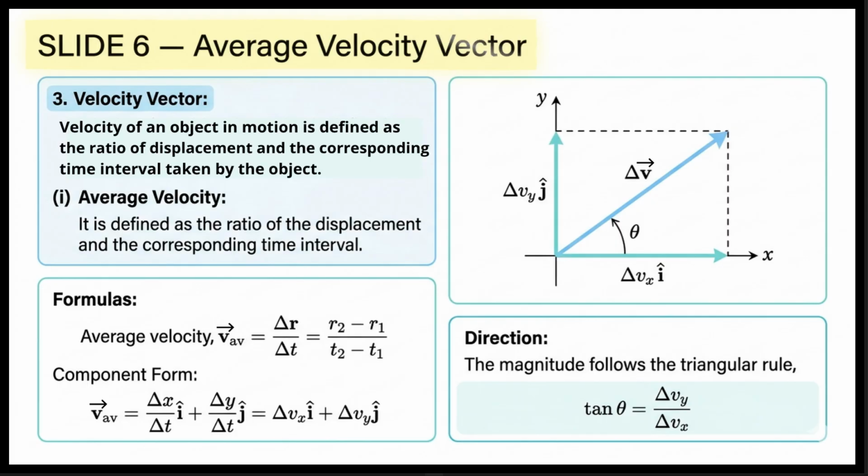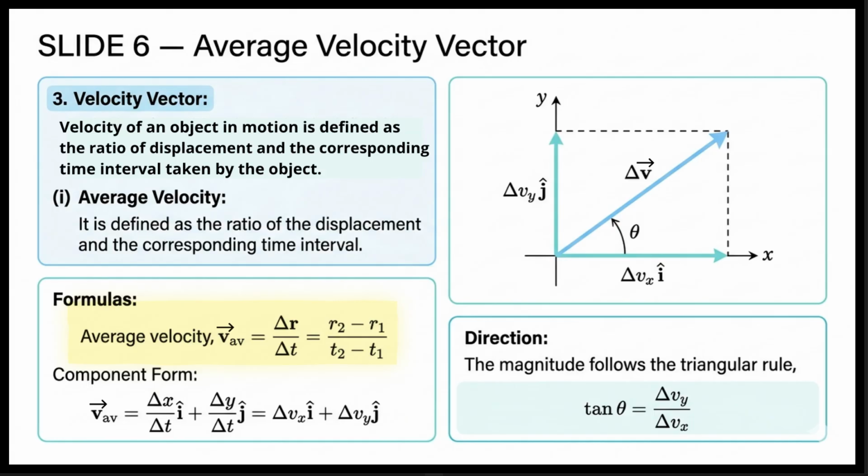Building on our look at displacement, we now define the average velocity vector. Generally, the velocity of an object in motion is the ratio of its total displacement to the time interval as it moves between points. More specifically, average velocity is defined strictly as this displacement over time ratio. Looking at the formulas, average velocity, v_av, equals the change in position vector r divided by delta t, which expands to r2 minus r1 over t2 minus t1.